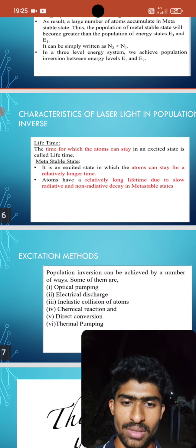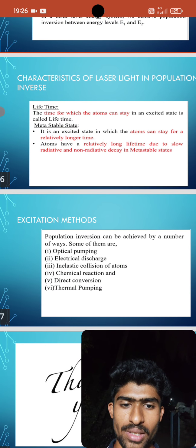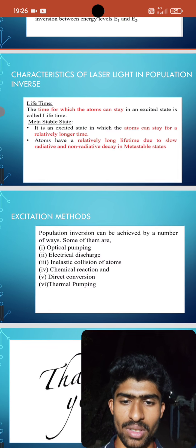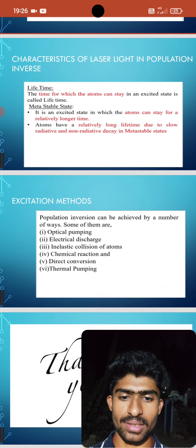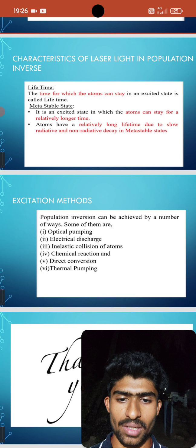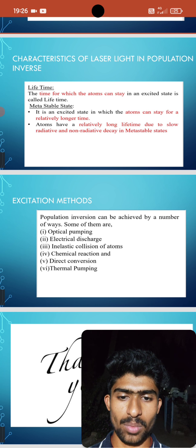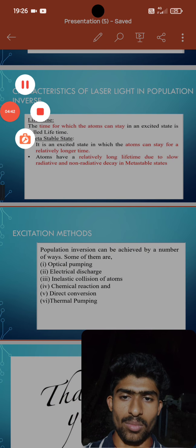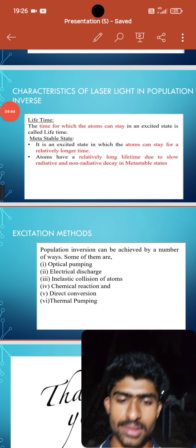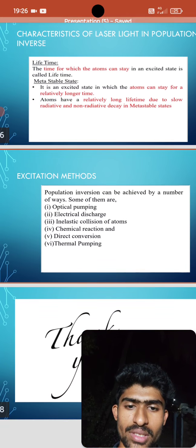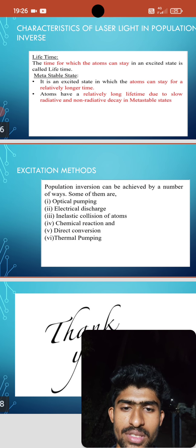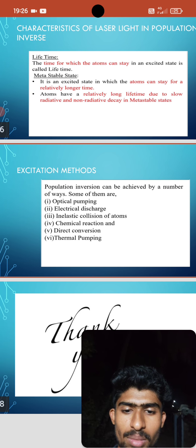Excitation methods: population inversion can be achieved in a number of ways. Some of them are: first, optical pumping; second, electrical discharge and inelastic collision of atoms; then chemical reaction and direct conversion; and thermal pumping. These are the main methods of excitation. In this many ways we can achieve population inversion.